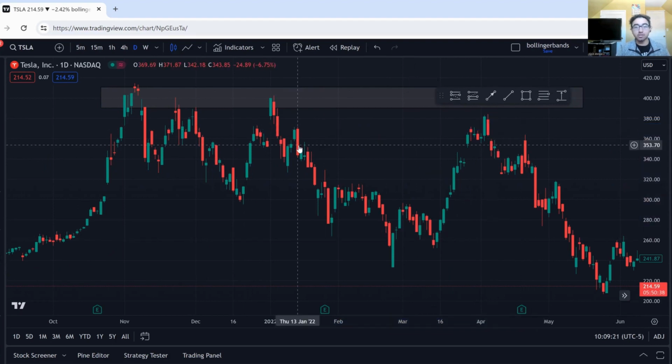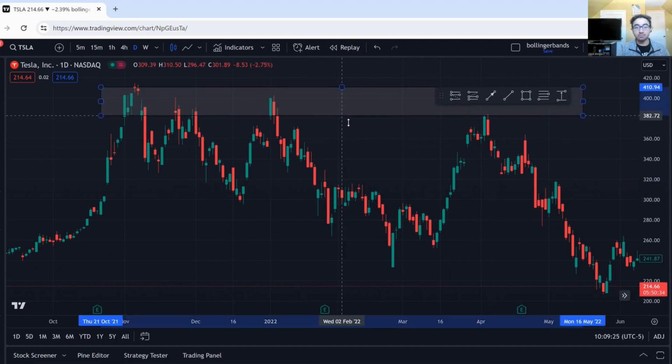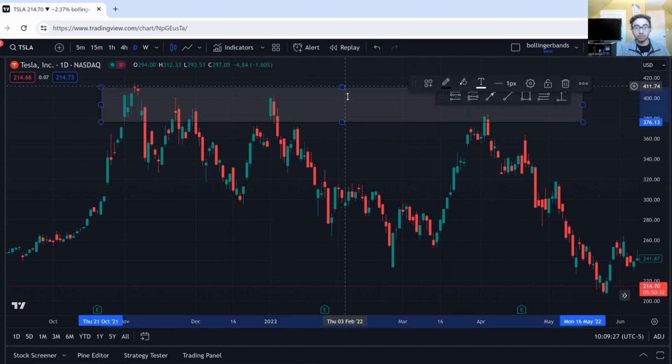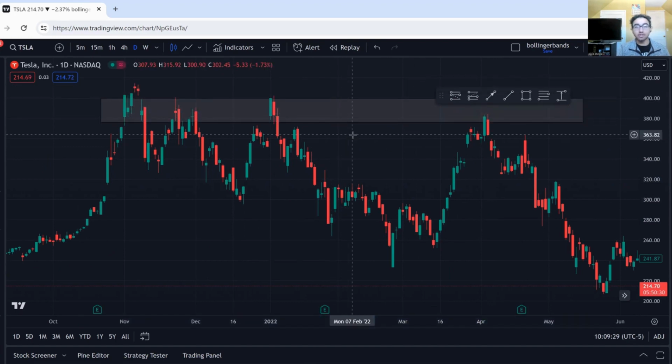Guys, there are multiple ways to draw a support and resistance, okay? You might have drawn your support and resistance like this. It's okay to draw it. What you have to understand, guys, is that it's not a price point. It is an area, it is a zone. That is what support and resistance is.